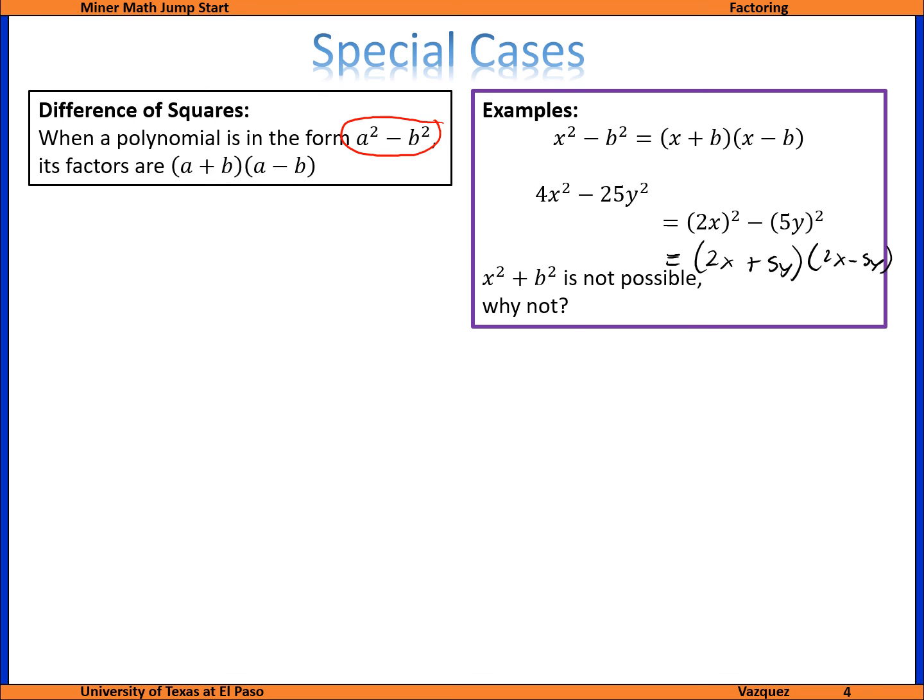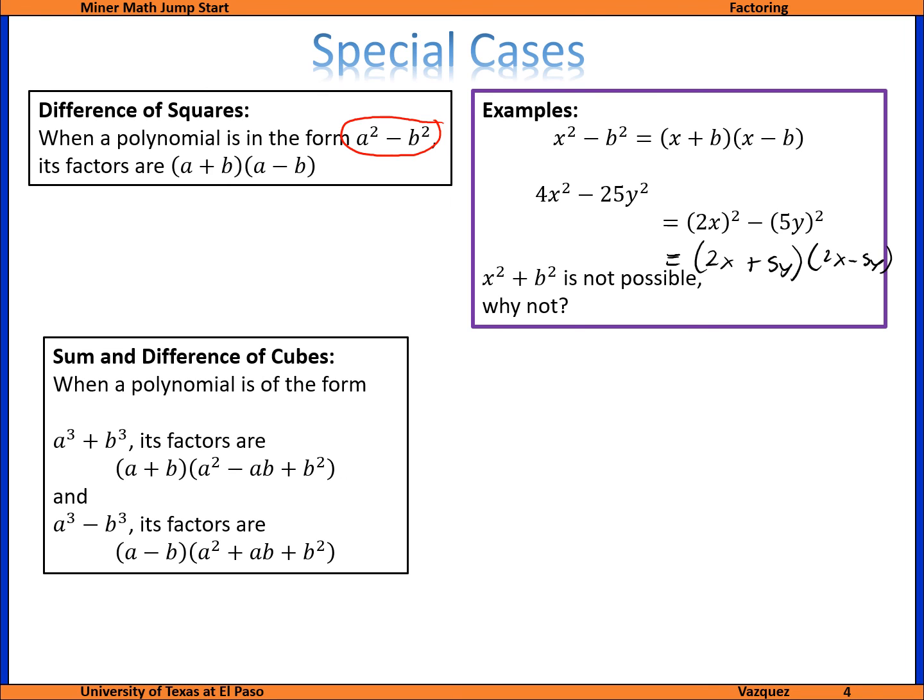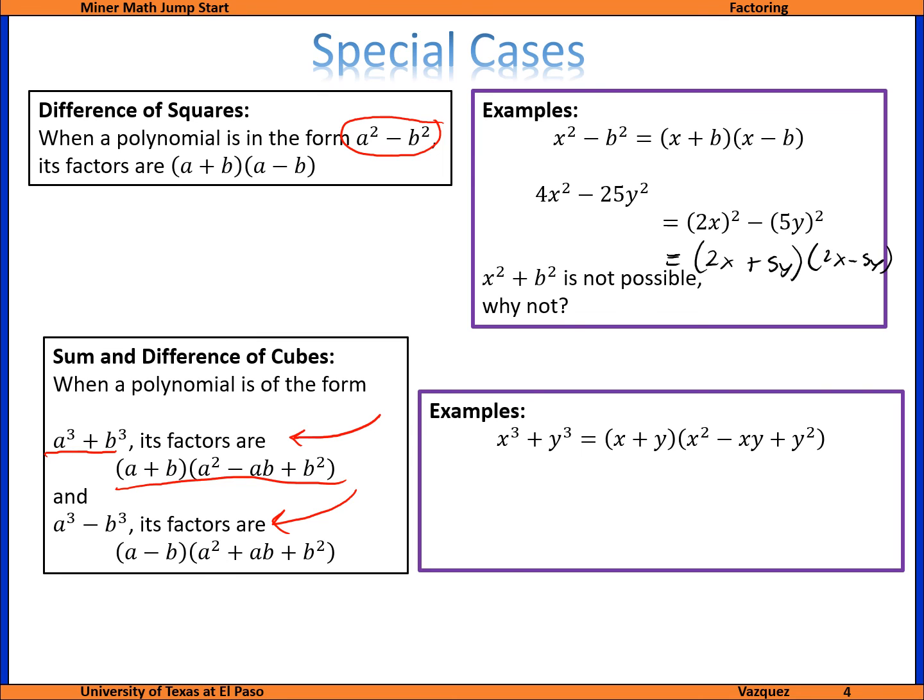Now, there is also something known as a sum and difference of cubes. I'm going to just go ahead and put that up here. And what does this look like? It's basically telling us what the sum of cubes is going to look like and what the difference of cubes is going to look like. So if you have something of this form, a cubed plus b cubed, your factors would be right here. And I'm just going to show you these examples. X cubed plus y cubed just expands as our binomial and the trinomial to the right.